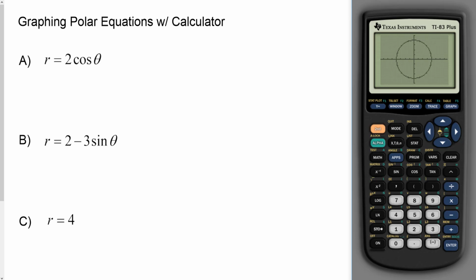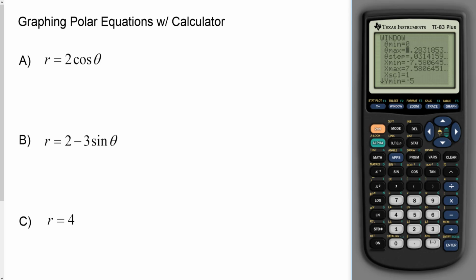Let me show you one other situation you could run into. Let's go back to R equals 2 cosine theta. When I graph this, I'm going to do it nice and slow. Let it graph. Notice that it's still thinking, it's still doing something, but it's not really giving us any more graph.